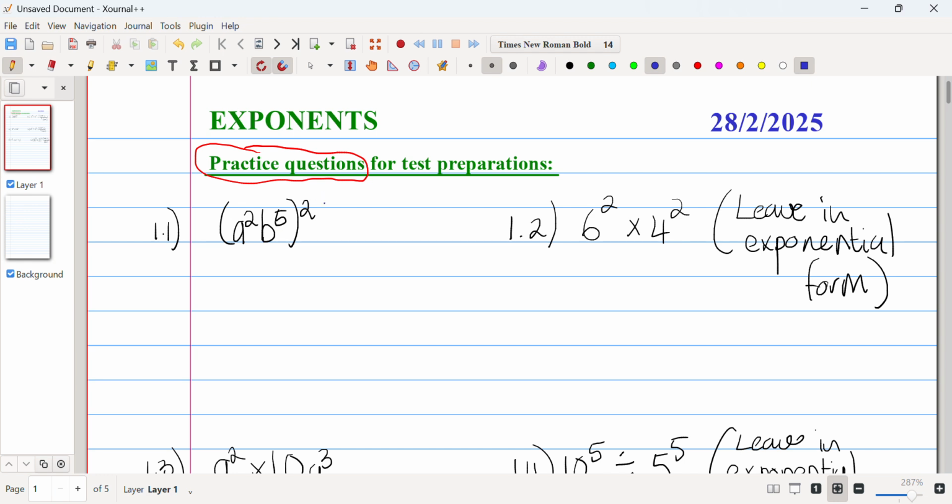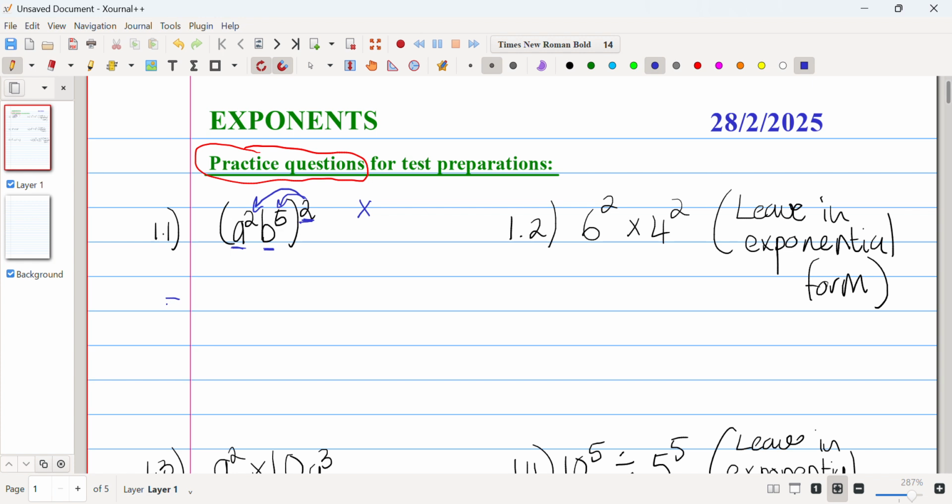Once we've been through all of the rules of exponents, we know that when we see an exponent outside of a bracket, it's going to affect everything inside of the bracket. So it's going to affect the a squared and the b to the 5. Now, what happens when we have an exponent raised to another exponent? The rule says that we need to multiply the exponents together.